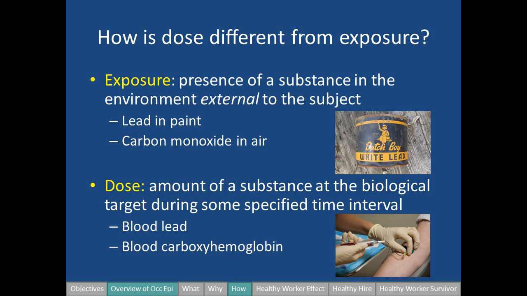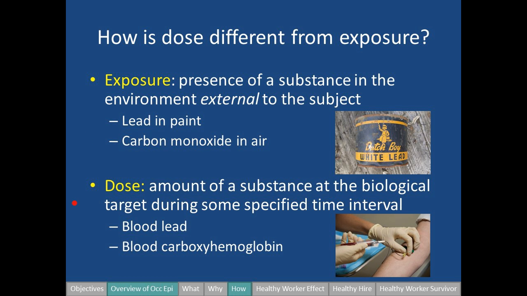And I do just want to take a moment to talk about the difference between dose and exposure. So exposure is the presence of a substance in the environment, right? It's outside of the subject. It's in the air, it's in the water, it's on the surface of your desk. So this can be something like lead in paint, the carbon monoxide in the air.